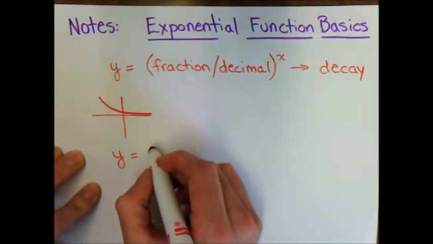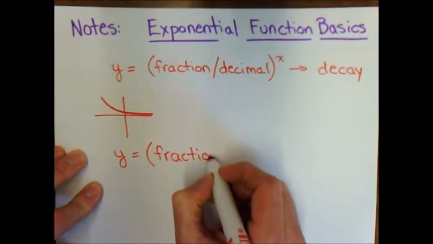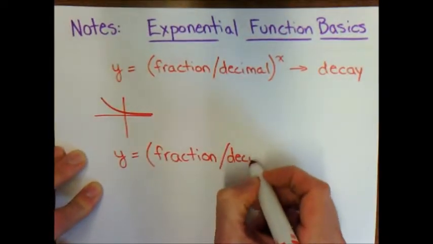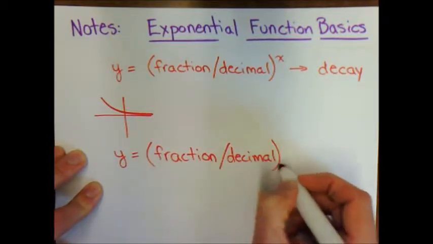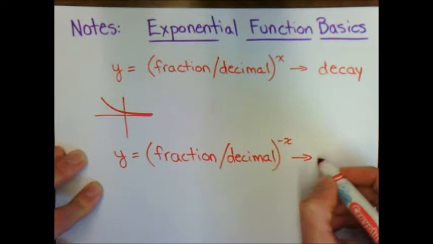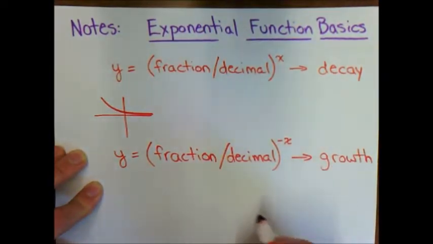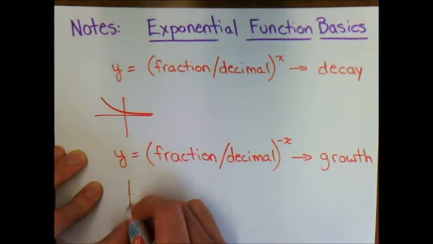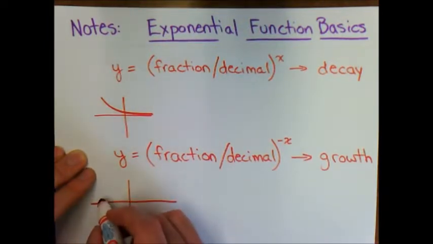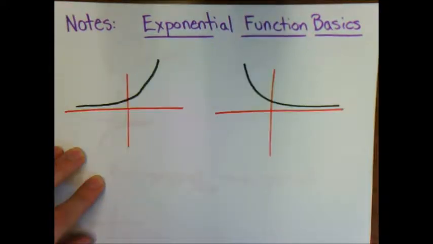The last one we have here, when we still have the base, which is a fraction or a decimal, and we're going to raise it to a negative power of x, well now it's going to do the opposite of what it was doing above, because we're going to be able to move the exponent into the denominator. Now what we have is a growth model. A few basics that we need to be able to remember and recall.